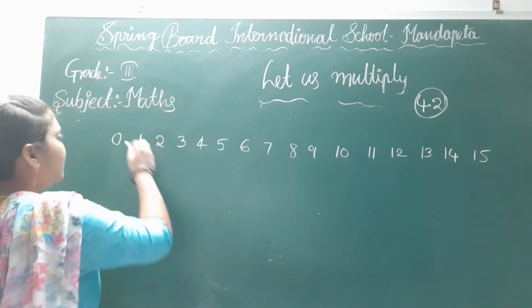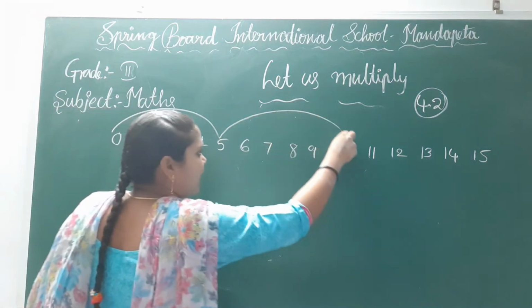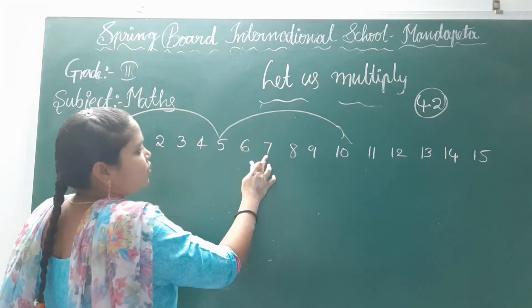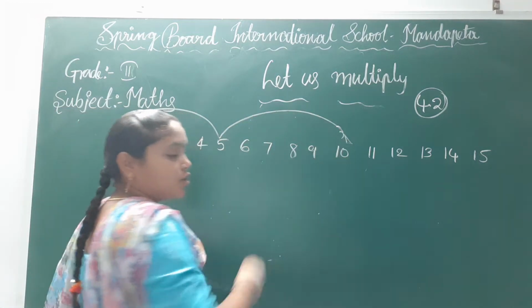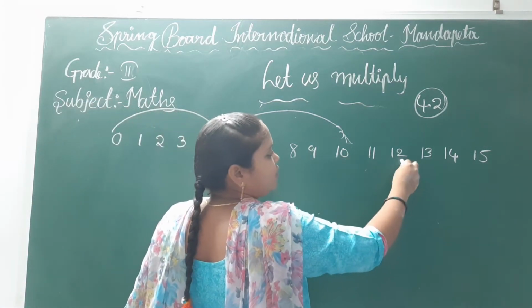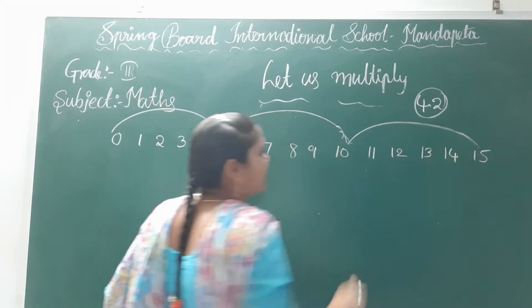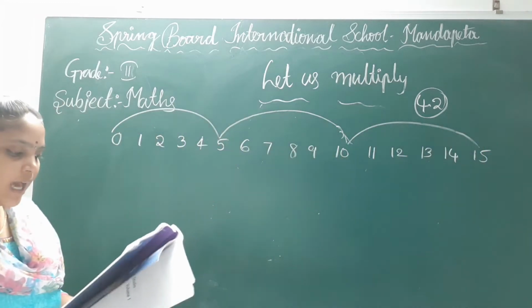5. So first, 3 times in 5 means 5. Next again 5. 1, 2, 3, 4, 5. Next another 5. 1, 2, 3, 4, 5. Okay, now here, everyone draw like this.